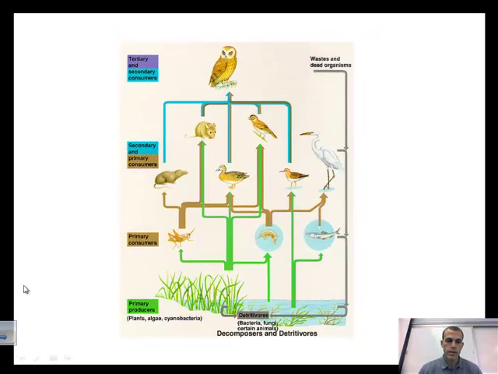Okay, so next I'm going to show you a little video that's going to talk about both these concepts, food webs and food chains, and then I'll come back and talk a little bit about what we call energy pyramids.